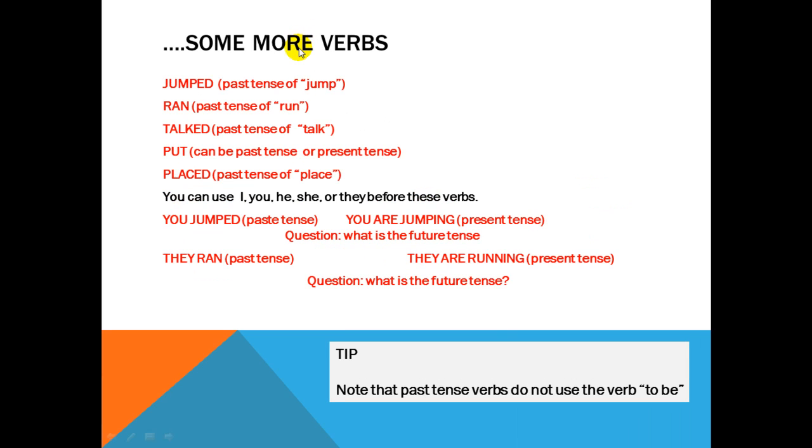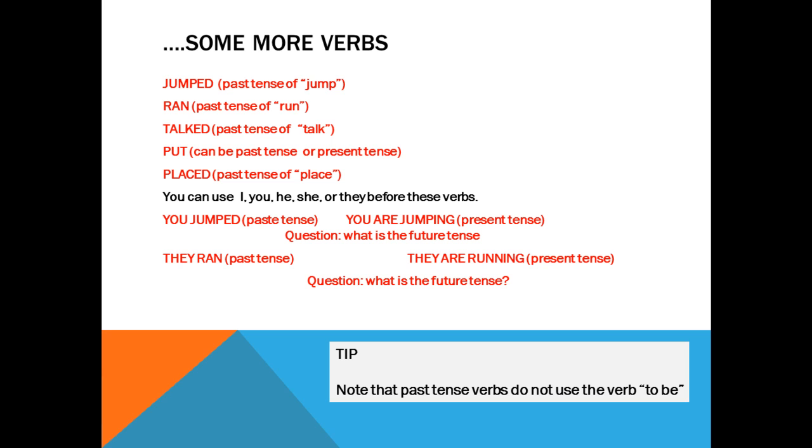Some more verbs. I jumped, which is the past tense of jump. He ran, the past tense of run. They talked, the past tense of talk. I could also say, as you know, now, I talked, you talked, he talked, etc. Put. That can be a past tense or present tense. For example, I put the glass on the table may well be the past tense. But if I wanted to make a point to somebody, I could say, I put it to you, and that would be the present tense. So it's one of those tricky little parts of the English language. A word can have two meanings.